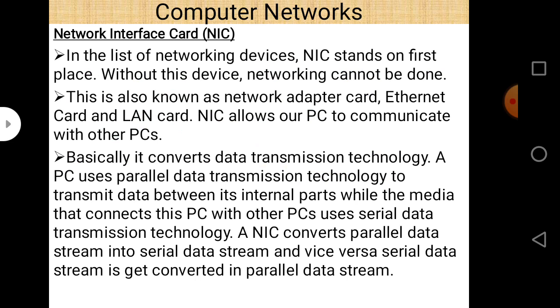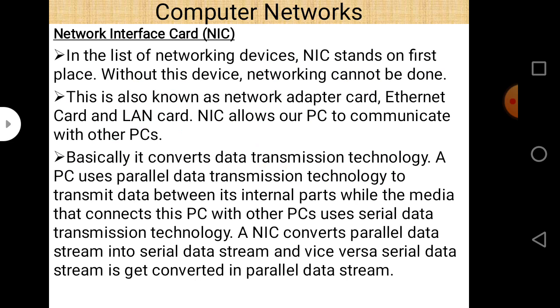So there are three important points regarding this. First of all, NIC is a networking device. Second, NIC stands for network interface card, and it is an important network device used for networking. When we want to share data from one computer to another, we use a network interface card. Third important thing is that it uses a transmission technology in which data can be transferred in parallel within the computer system or within internal parts.